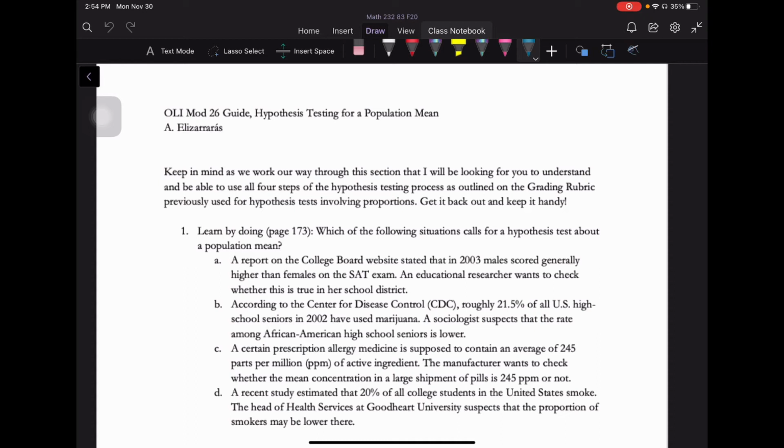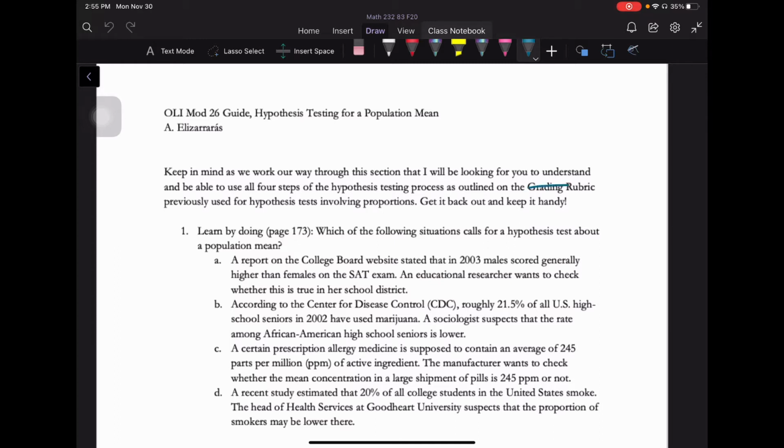Here we are with module 26. We're going to be talking about hypothesis testing now for a population mean. We just finished up confidence intervals and now we're moving into testing, which you have done with population proportions. Keep in mind as we work our way through this section, I'll be looking for you to understand and be able to use all 4 steps of the hypothesis testing process outlined in the grading rubric.